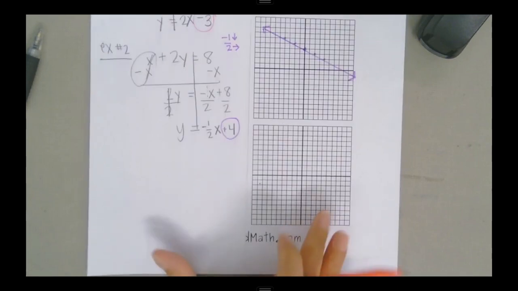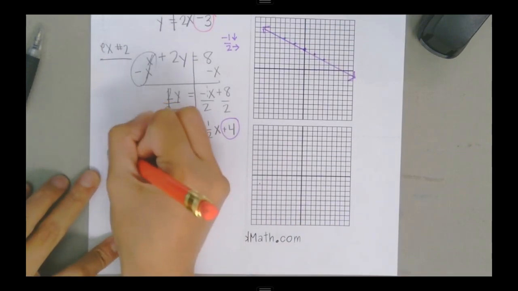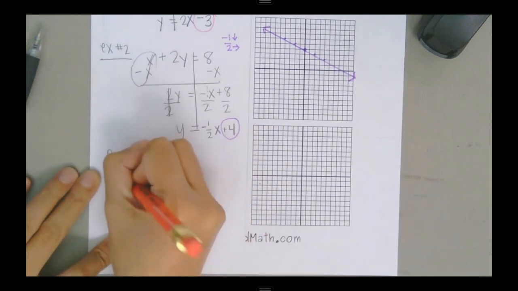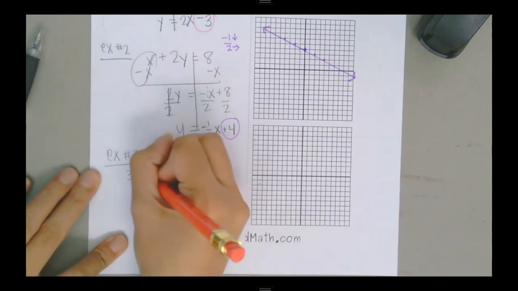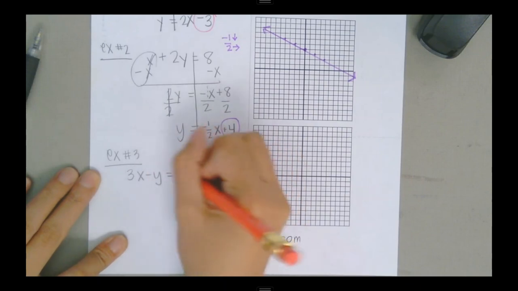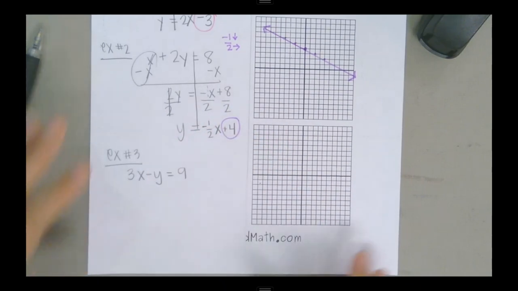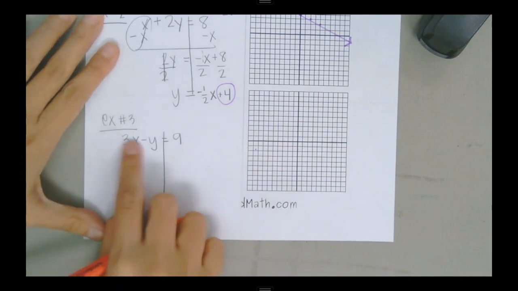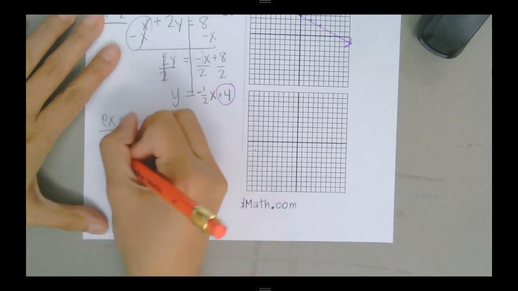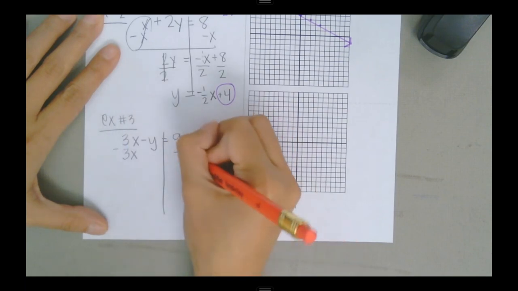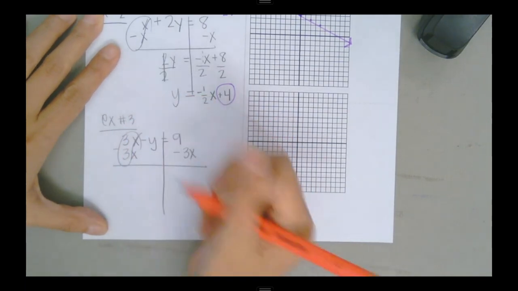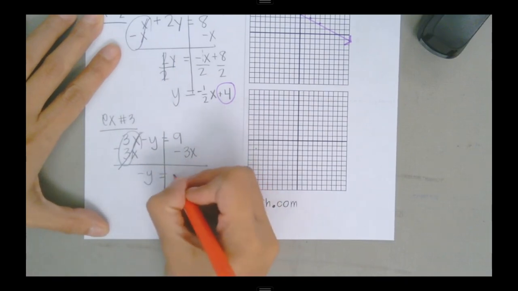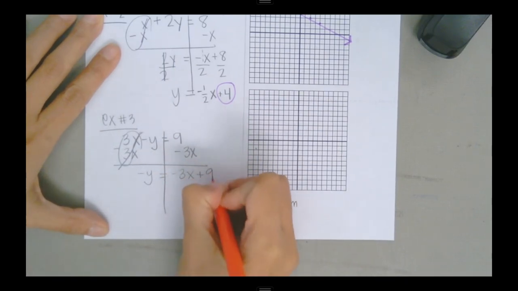All right, let's finish up with our last example. This is going to be example number 3. And it's going to be 3x minus y equals 9. Okay. So we're going to start with our x's. This is a positive 3x. I'm going to go ahead and subtract 3x on both sides. So I'm left with negative y equals negative 3x plus 9.